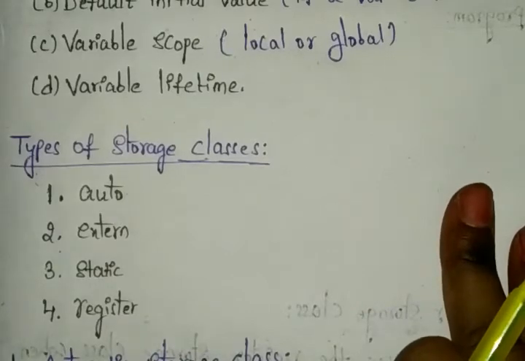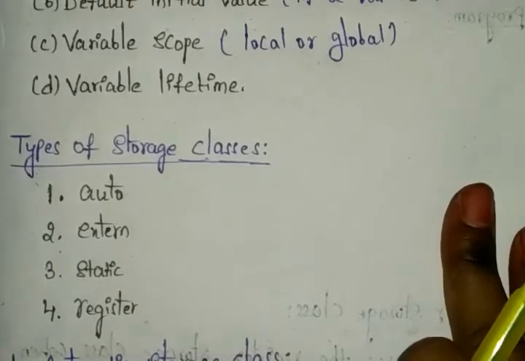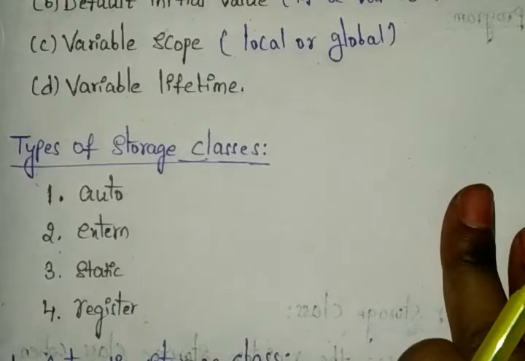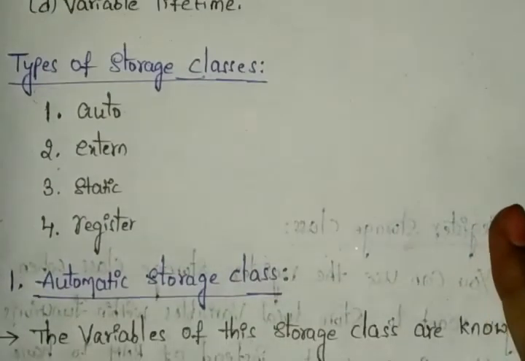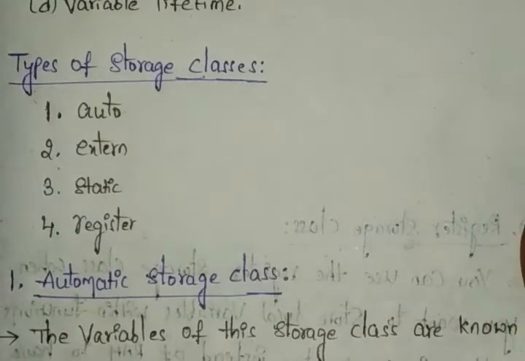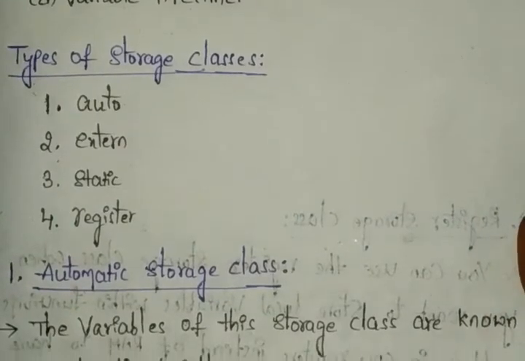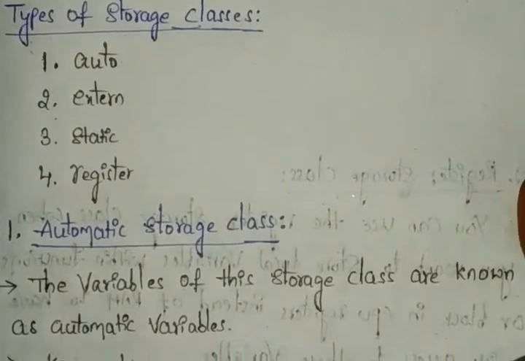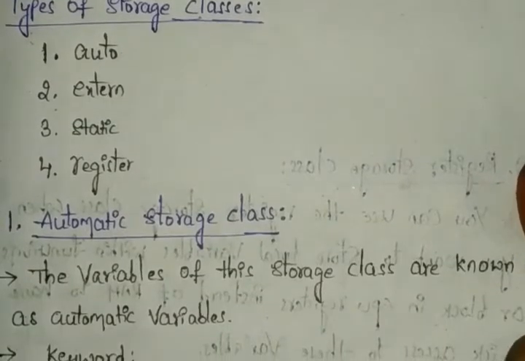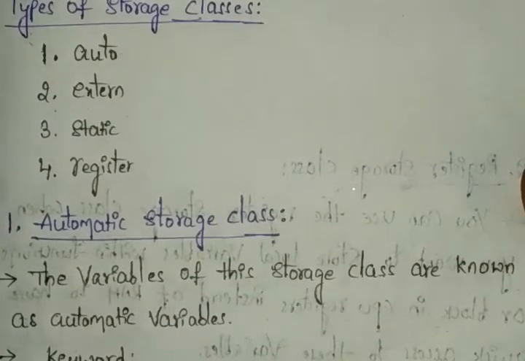Okay, so by using this here we can perform our storage classes. Let's start with the first one, the automatic storage class. This automatic storage class mostly works with local variables only. Whatever you have in the automatic storage classes, these are the default ones.